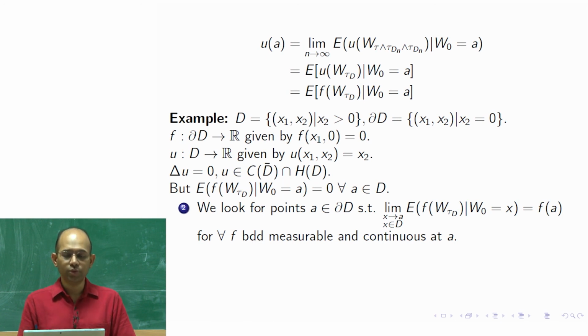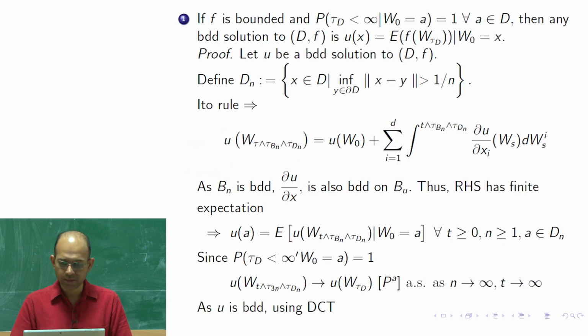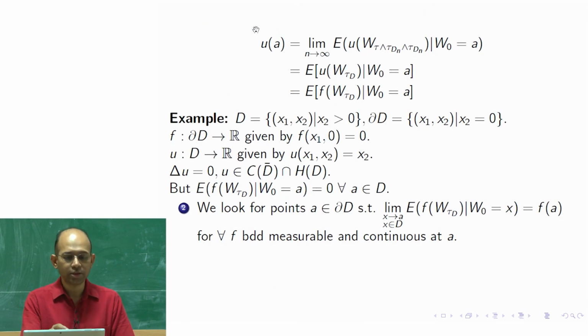So, what did we prove? We have proved that if u is a bounded solution of the Dirichlet problem (D, f), where D is such that the stopping time or hitting time is finite almost surely, and f is bounded, then that solution of the Dirichlet problem has this representation: it can be written as the expectation of f(W_{τ_D}) given W_0 is equal to a. The problem has this solution.